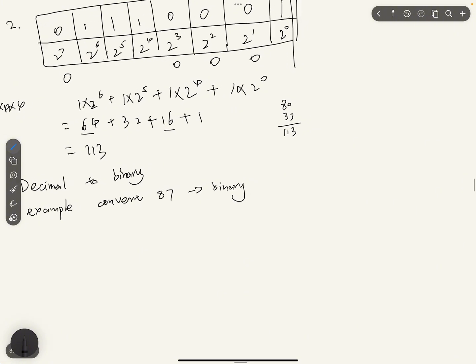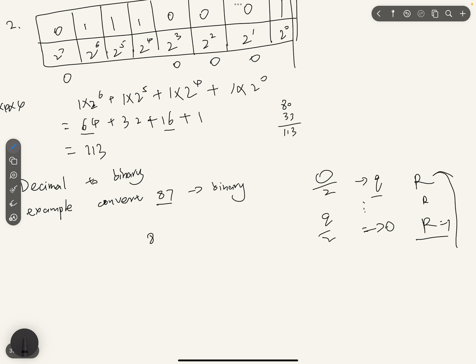We can keep dividing by 2. Basically, the step is we divide the number by 2 and get the quotient and the remainder. We keep dividing the quotient by 2 until we get the quotient 0 and remainder 1. That's the point we stop. We keep going, and then we use the reverse order of the remainders. That will be the result for the binary. So let's just do it.